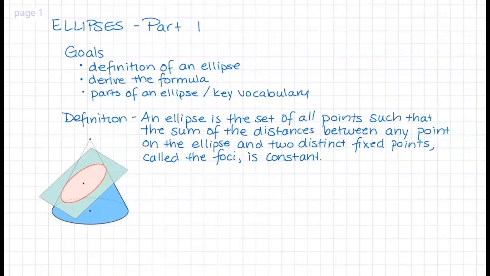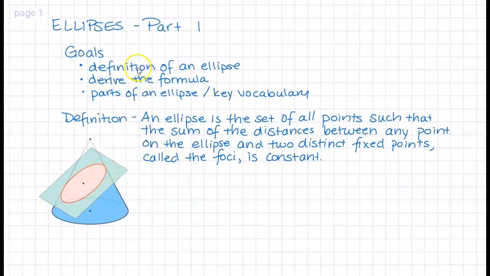All right, so we're going to talk about ellipses now. And remember, ellipses are another conic section, and you can see that right here. Here is a cone, and if you slice the cone so that the slice is not parallel to one of the sides of the cone, is not parallel to the base of the cone, and is not perpendicular to the base of the cone, you get an ellipse. So it's going to make this kind of stretched out circle.